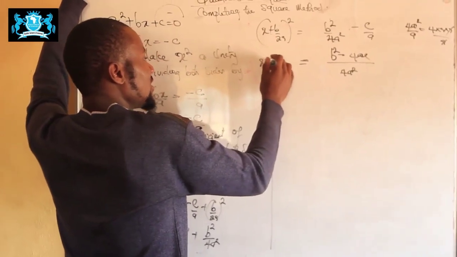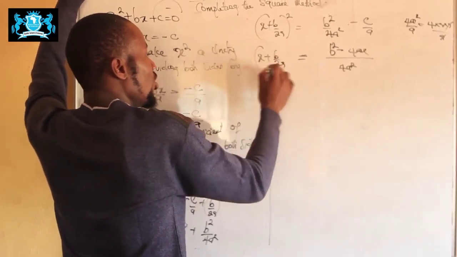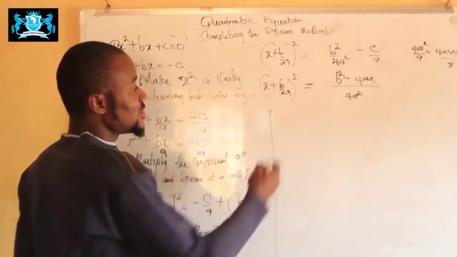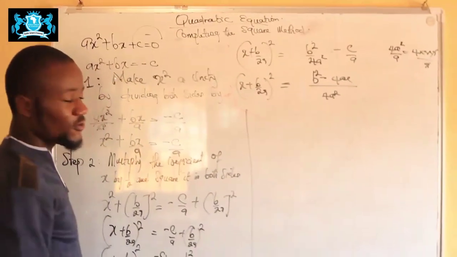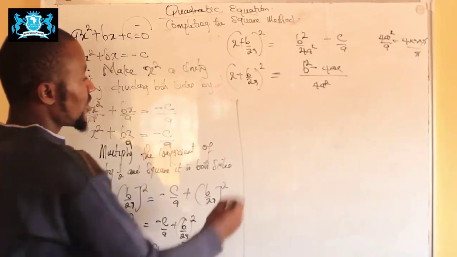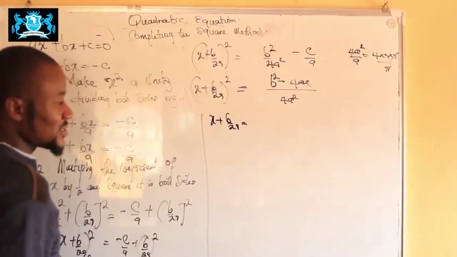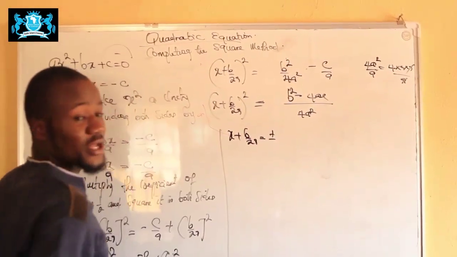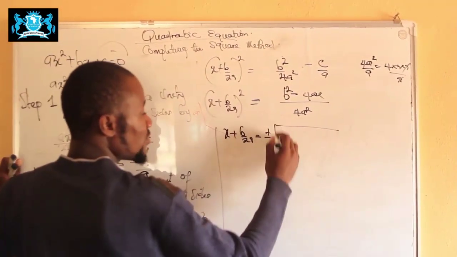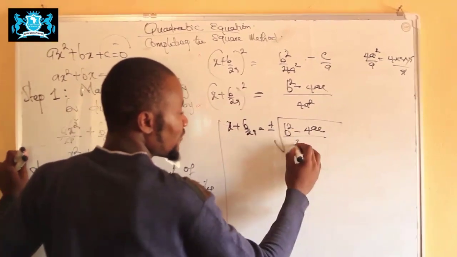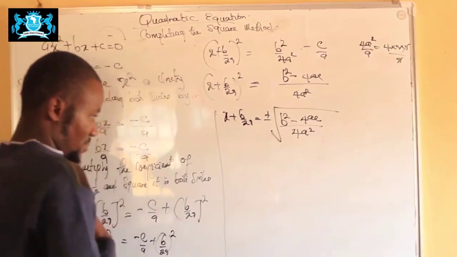You still have your x plus b over 2a all raised to the power of 2. Now, since you have this, the square will cross the equality sign, changing from square to square root. So you now have x plus b over 2a is equal to, now when it's crossing, the plus or minus sign will be introduced. Now I have the square root of b squared minus 4ac all over 4a squared.